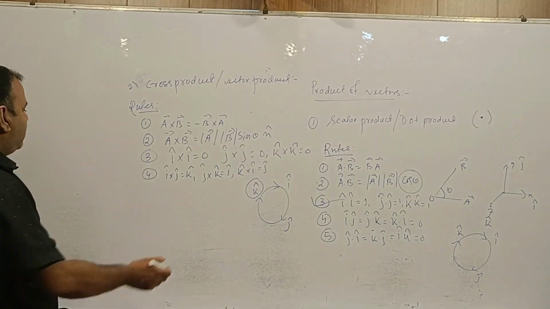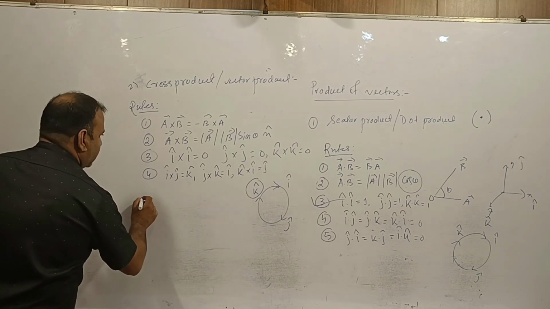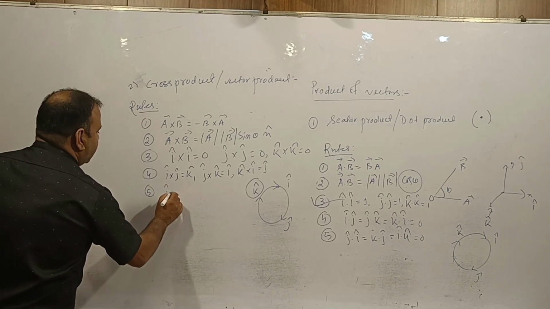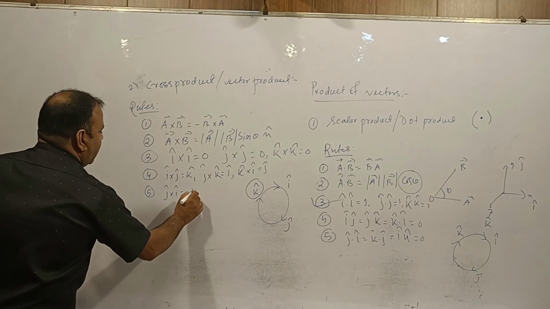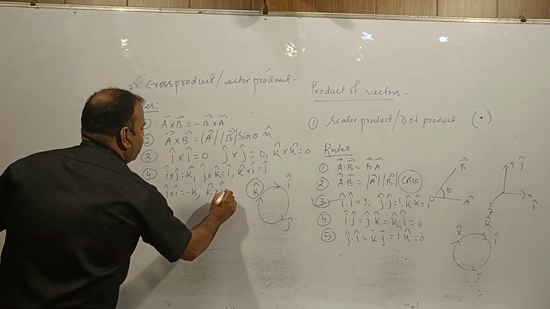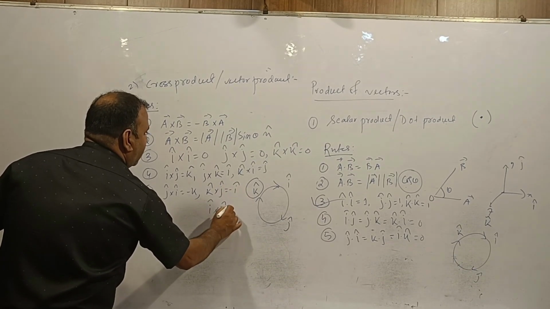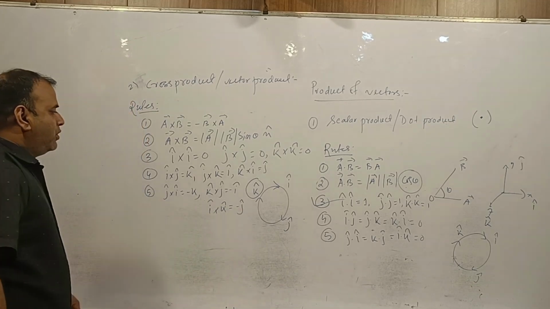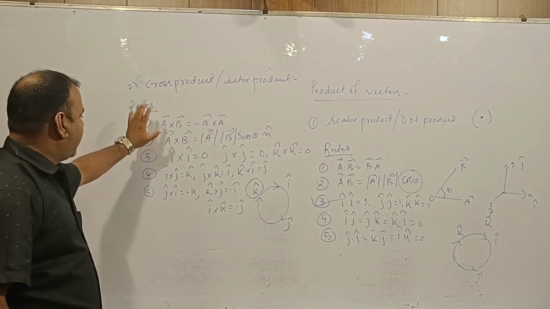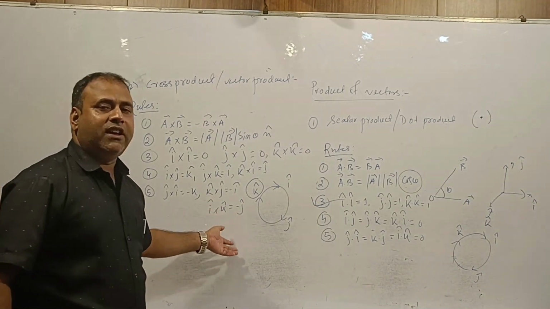So when you are taking anti-clockwise direction, then the value will come negative. That means rule number 5, J cross I will be minus K, and K cross J is equal to minus I, and I cross K will be minus J. So in case of scalar product, there is no change, but in case of vector product, there is a change. That means when you change the position, then negative sign will come.